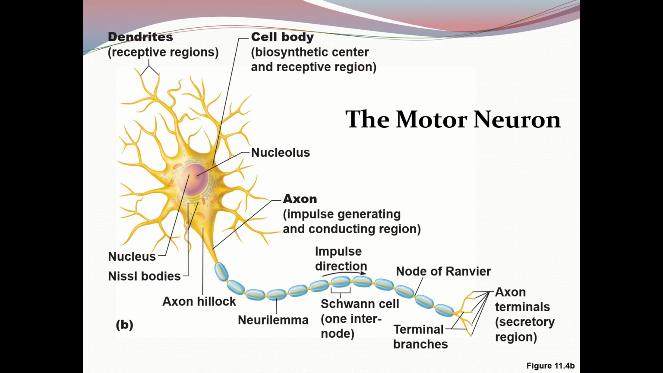So this is an illustration of the motor neuron, and the motor neuron is going to initiate from the spinal cord. So this is the part of the motor neuron that will be in the spinal cord, and the axon, which is that long tail, is going to extend down and travel in whatever nerve is going to connect with the muscle at the neuromuscular junction.